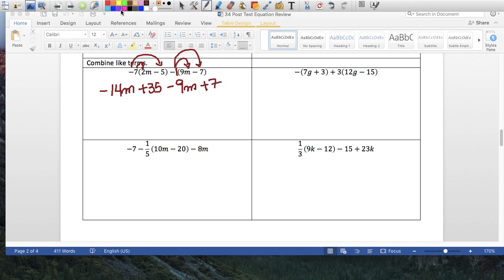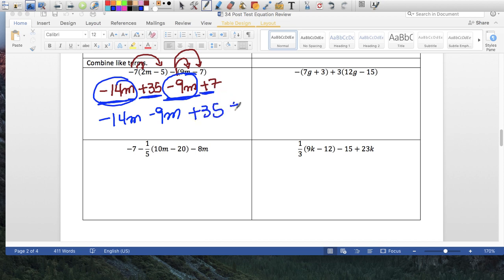Now you get to add like terms, and because we have a calculator, it should not be that difficult. So this guy is this guy. That's negative 14m minus, so let me put a circle here, minus 9m, and then it's going to be this guy, plus 35, plus 7. So on the calculator, I want you to put these two first. Negative 14m and negative 9m is negative 23m. And then plus 35 plus 7 is plus 42. And that's our final answer.